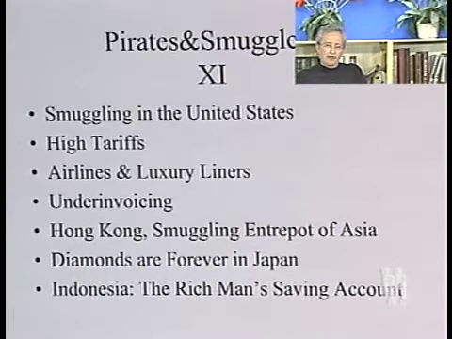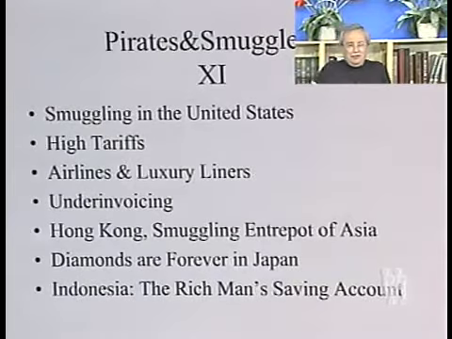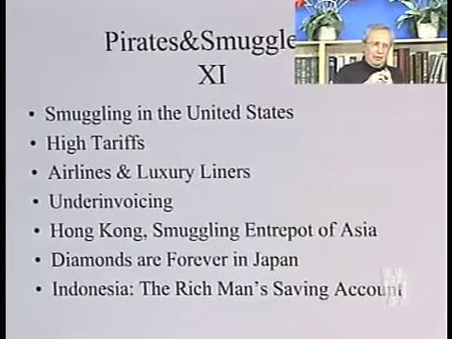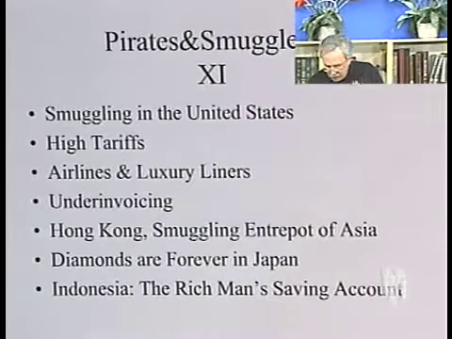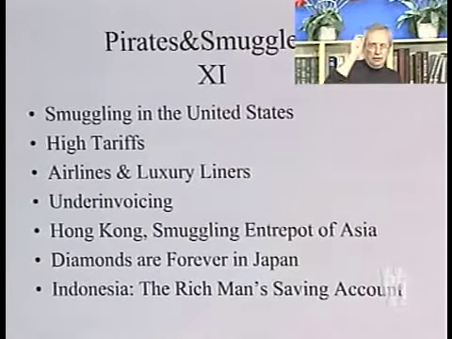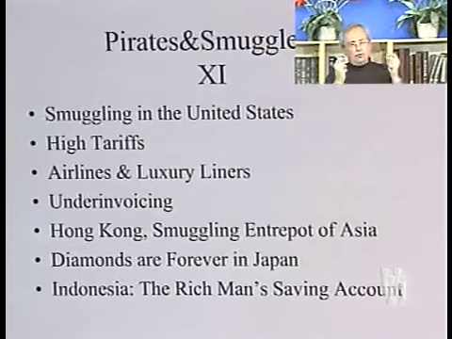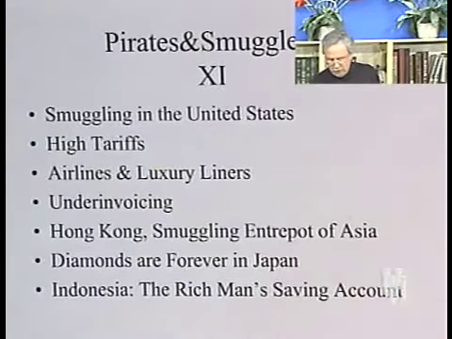Hong Kong becomes another major smuggling center, and again, Hong Kong, we could say, is a major smuggling center for everything that we're talking about, whether it's cigarettes, diamonds, gold, you name it. Hong Kong is there because, again, it has this particular characteristic of being a free port, which makes it so easy for smuggling operations to take place.